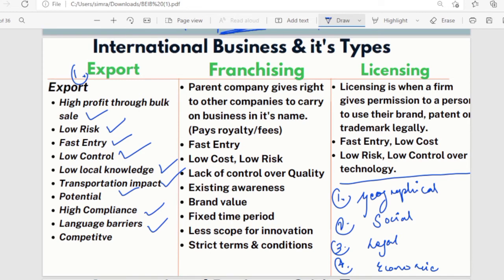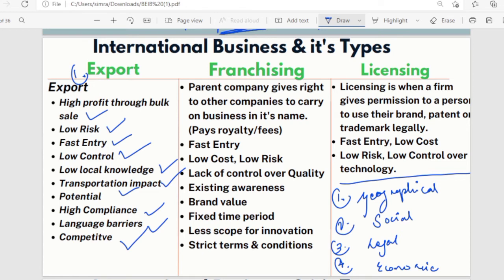In such case, you will have to hire some person who knows both the languages, who can communicate. You will have to hire a middleman, or else you will face difficulty during exporting. Next, competitive. Yes, because entry through exporting is the fastest mode of entry, hence it is going to be competitive.